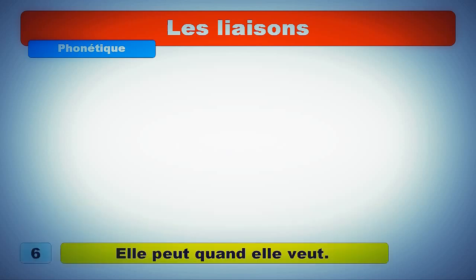And last but not least, elle peut quand elle veut. Let's see where the liaison goes: it goes between quand and elle. Here the D would be pronounced a bit more like a T. Quand elle. So we get elle peut quand elle veut. Repeat. Elle peut quand elle veut.